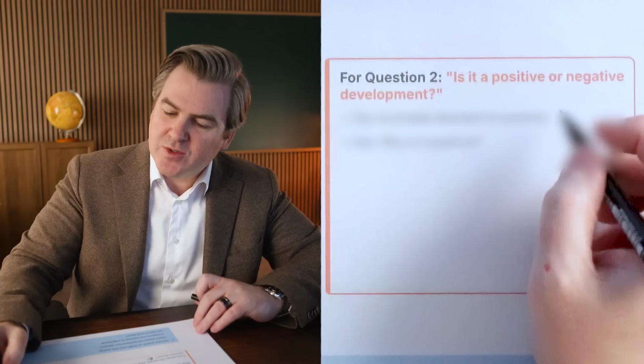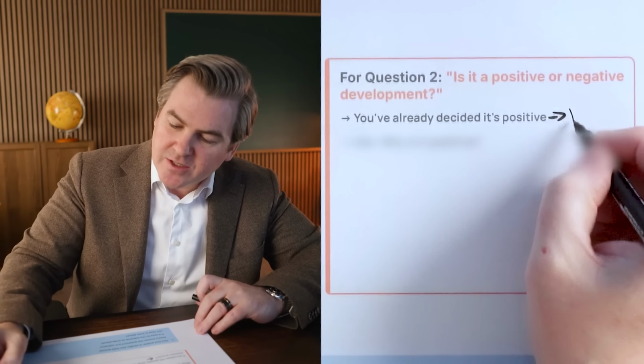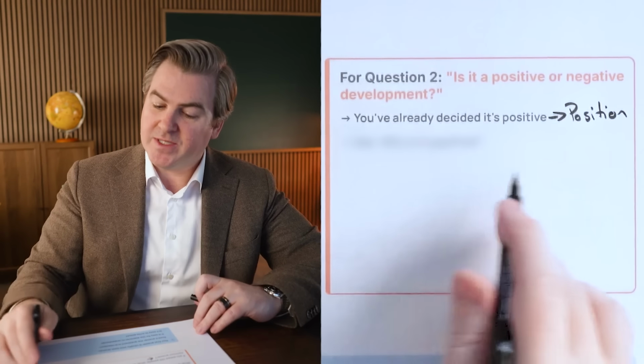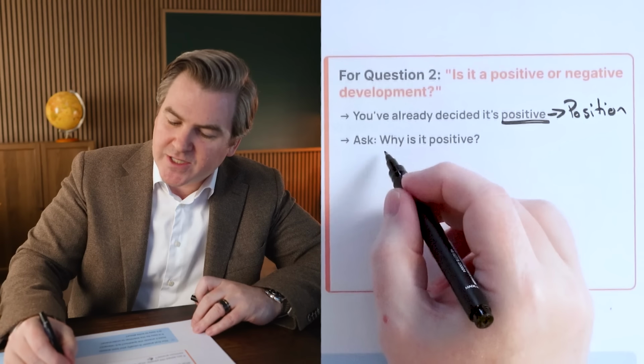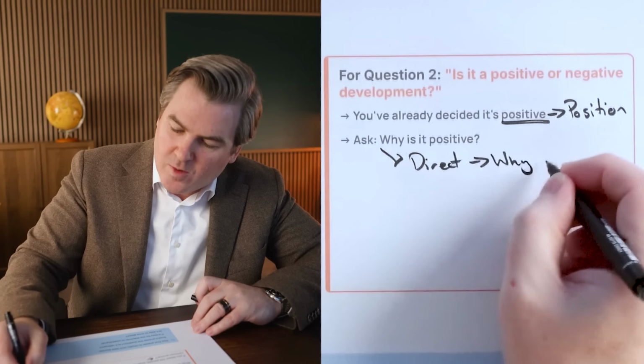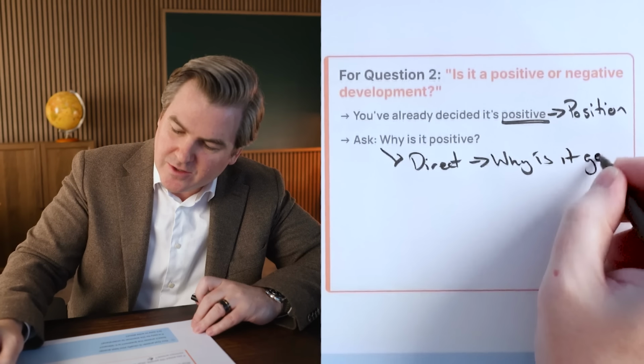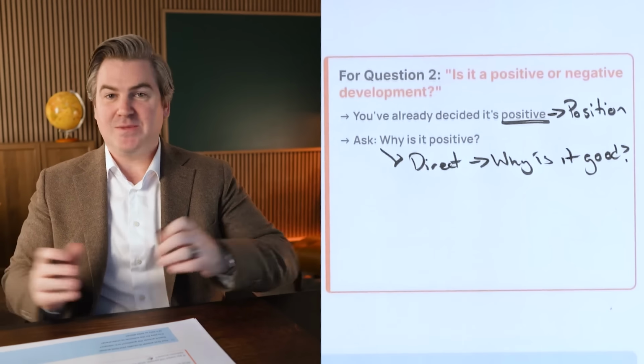And then for question 2, we've already taken a position. So let's say, for example, our position is positive. We think it's a good thing. We would just ask ourselves that direct question, why is it good? Keep it simple. It doesn't need to be complicated.